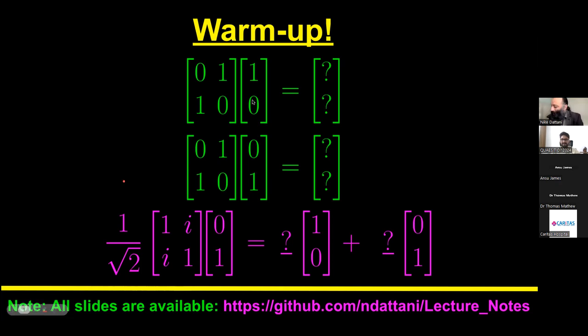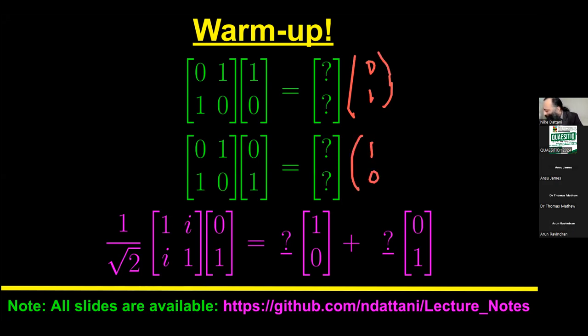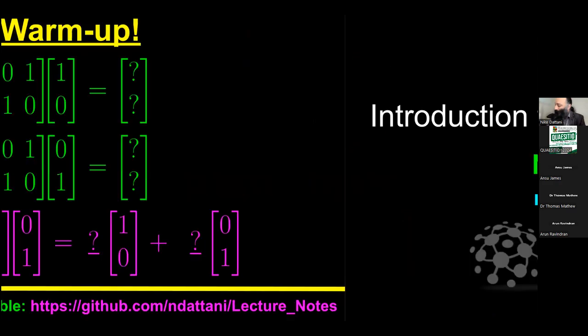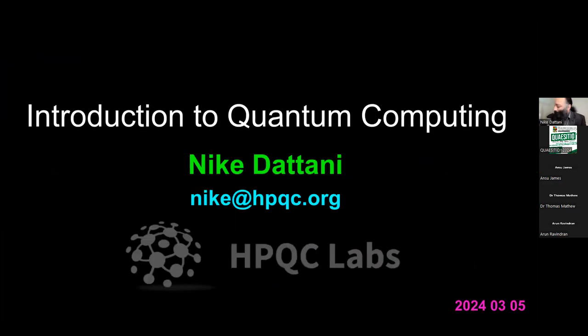Okay, excellent. So I've had this warm-up slide up for a while. Quantum computing is a very technical topic. I think for the most part, the physicists and mathematicians in the room will gain a lot from this talk. Being able to do these matrix vector multiplications is a prerequisite for quantum computing. So I have put this warm-up slide as my first slide, just so that you know the answers. This vector is 0, 1. This one is 1, 0. And I will talk about this one a little bit later. So this is my introduction to quantum computing.